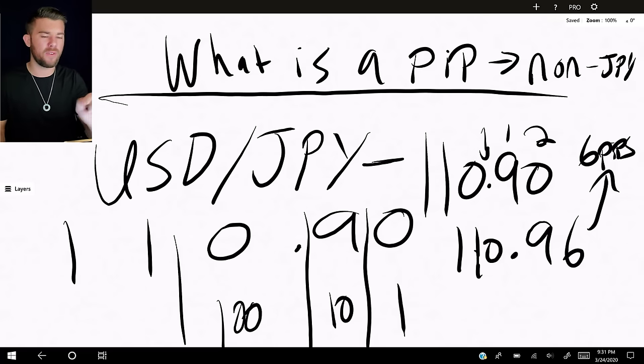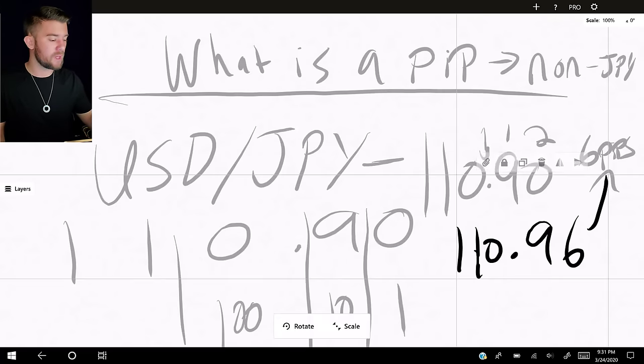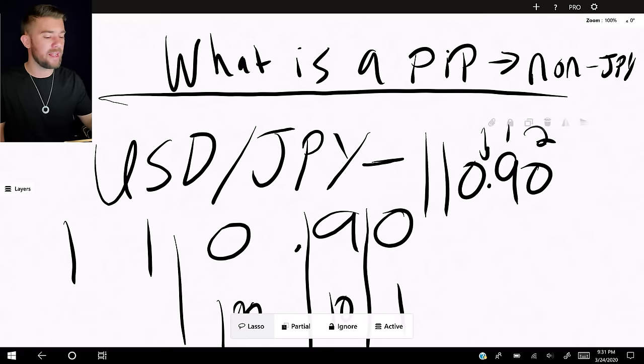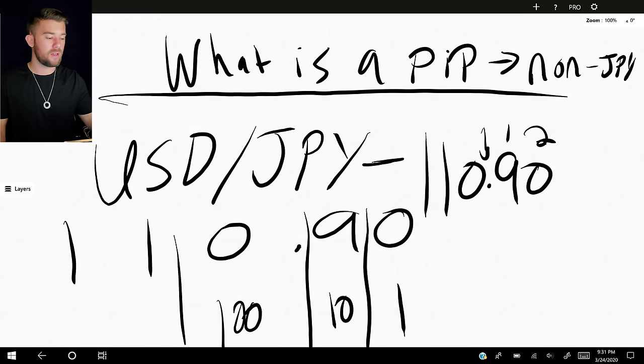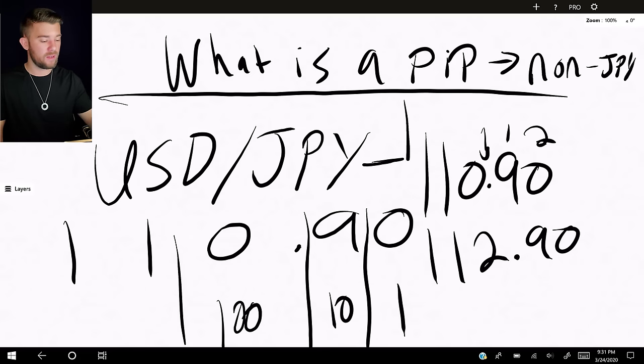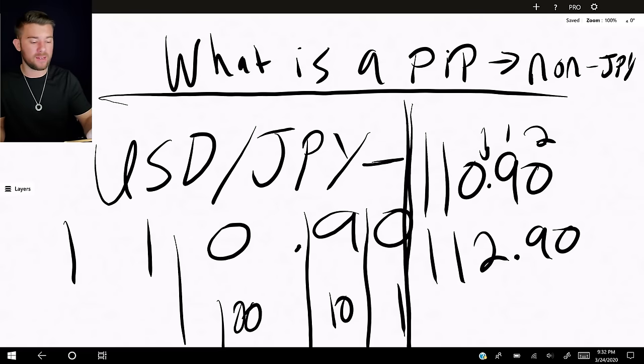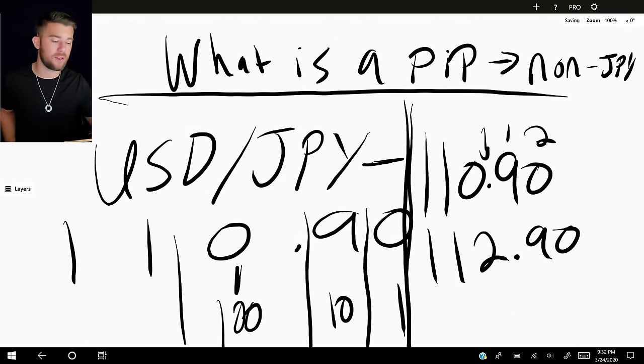Okay, so now let's go over a couple of other examples. So instead of us rising by 6 pips, I want you to tell me how much we are rising in this case. Let's go with 112.90. If the price of the dollar yen goes from 110.90 to 112.90, then how much has that value risen? How much has the price gone up? This, my friends, would be 200 pips, because this column that was zero is the hundreds column. So this would be a plus 200 on the dollar yen.